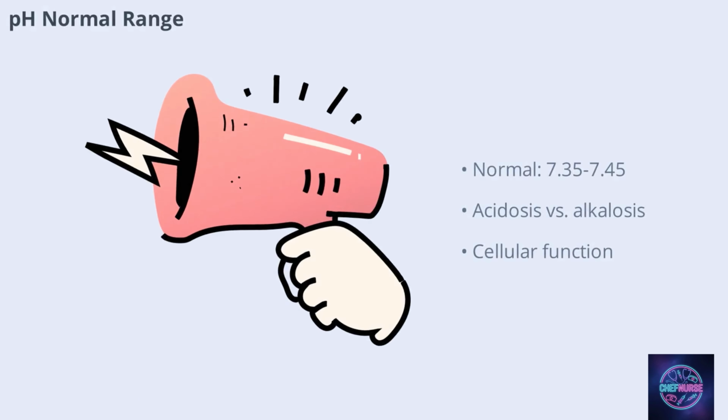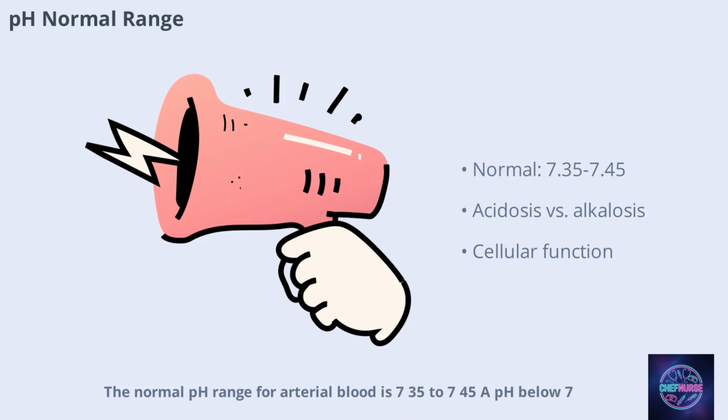Normal pH range for arterial blood is 7.35 to 7.45. A pH below 7.35 indicates acidosis, while a pH above 7.45 indicates alkalosis. Maintaining a normal pH is vital for cellular function. On the NCLEX, you'll need to interpret pH in the context of other ABG values to determine the underlying disorder.